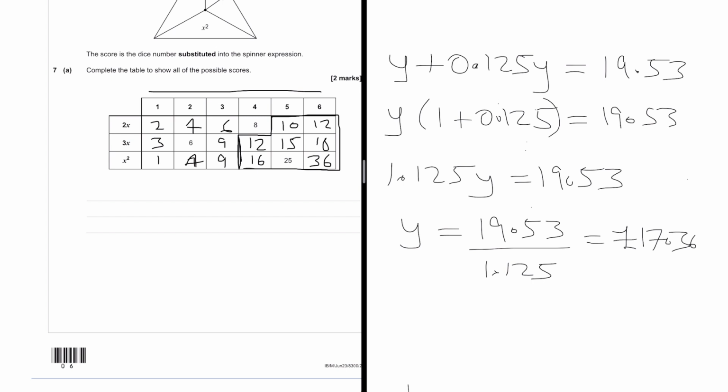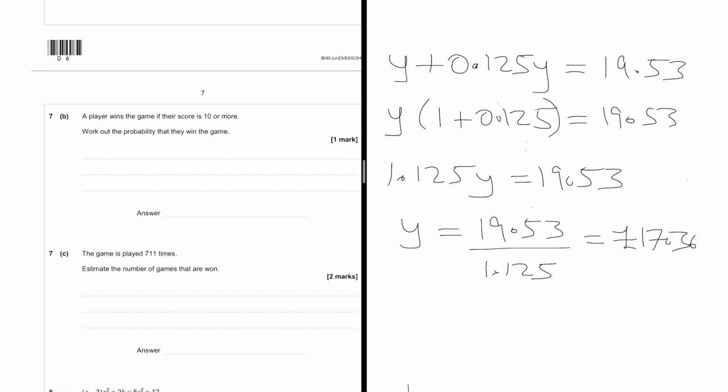We have 8 values. And then what's the total space of all the different possibilities? Well, it's a 3 by 6 table, so 18. So it's going to be 8 out of 18, which if we divide both sides by 2, we get 4 out of 9. And I'm just going to leave that as a fraction.